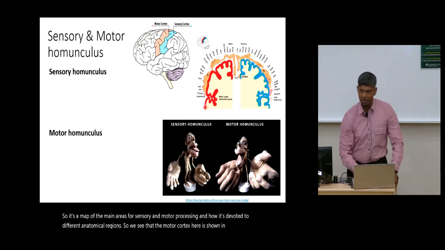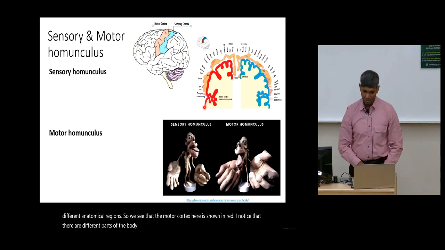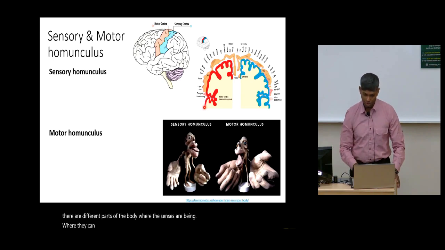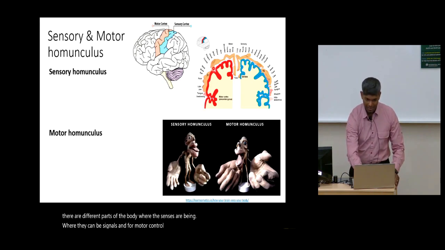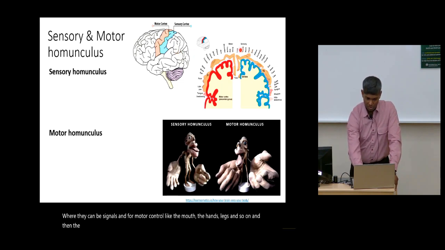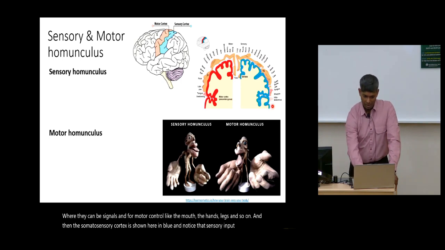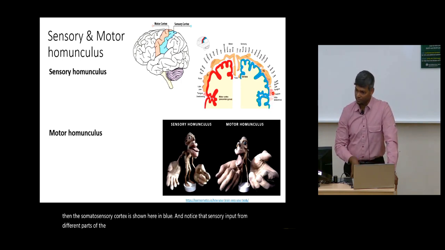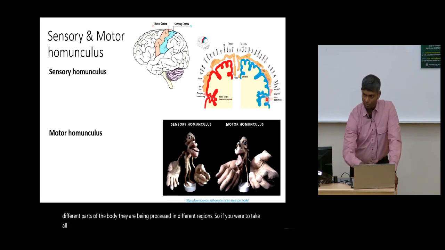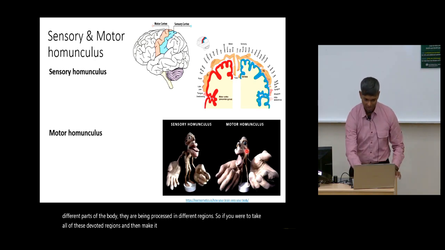I notice that there are different parts of the body where signals can be sent for motor control, like the mouth, the hands, legs, and so on. And then the somatosensory cortex is shown here in blue. I notice that sensory input from different parts of the body are being processed in different regions. So if you were to take all of these devoted regions and then make it into a human structure, that's what this would look like.